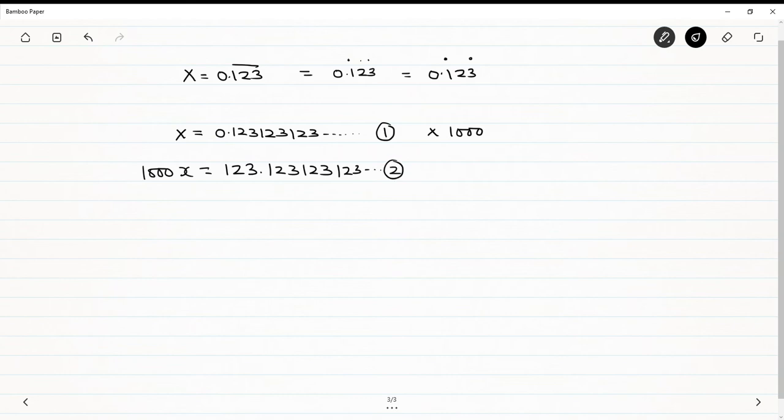As usual, something which we did every time, the same thing, 2 minus 1. If I subtract, I am getting 999x is clearly 123. So the fraction is coming out as 123 divided by 999. So I have converted a recurring decimal into a fraction or a rational number format, p by q. So these are the three different variations we have seen.